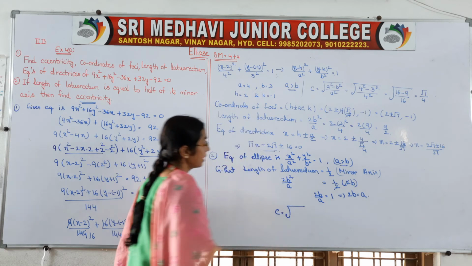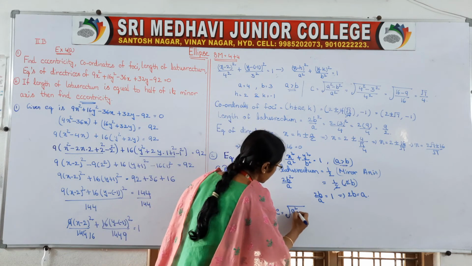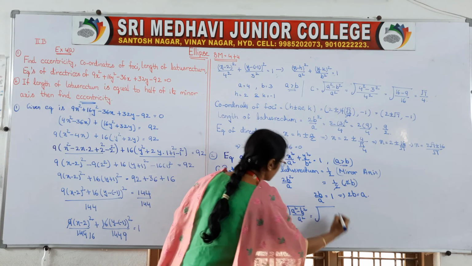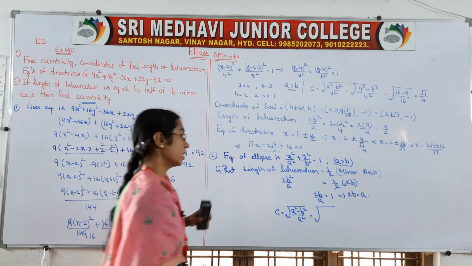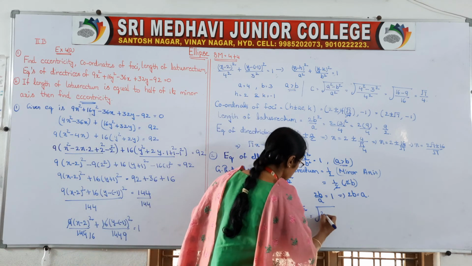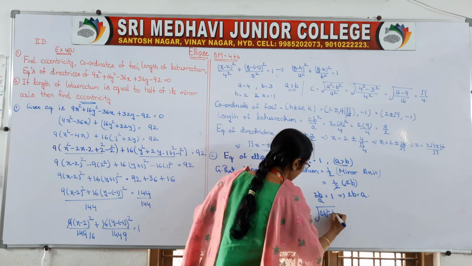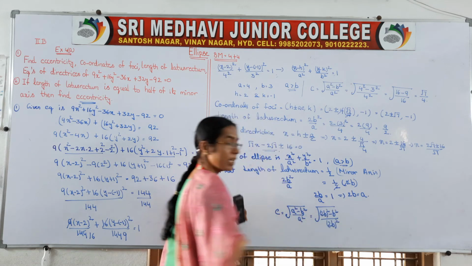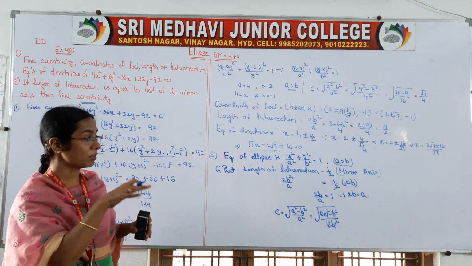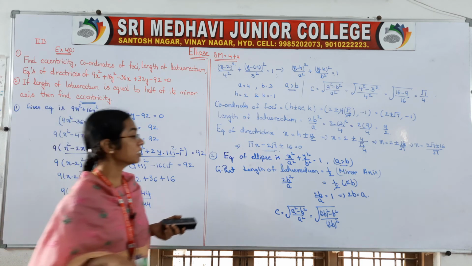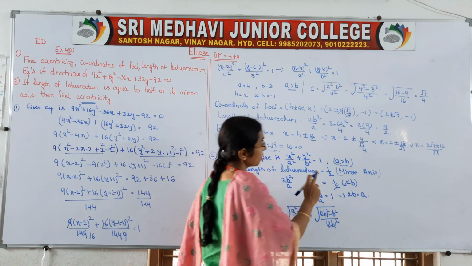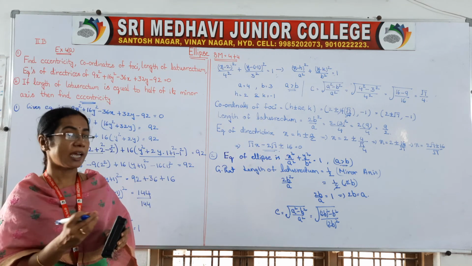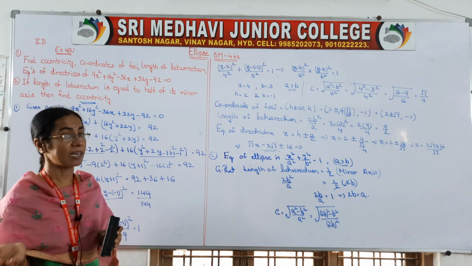When a is greater than b, it is root of a square minus b square by a square. In place of a we got 2b, so root of (2b) whole square minus b square by (2b) whole square. How did we get 2b? From the given condition. What is the given condition? Length of latus rectum is equal to half of the minor axis of the ellipse, when a is greater than b, standard form.